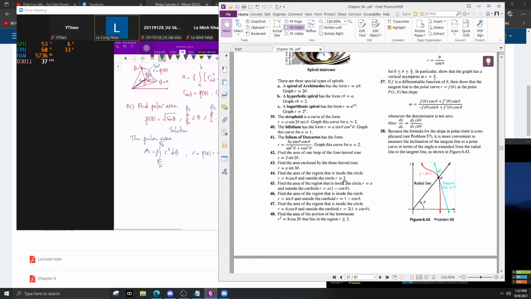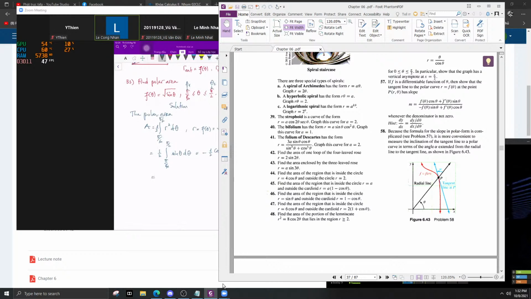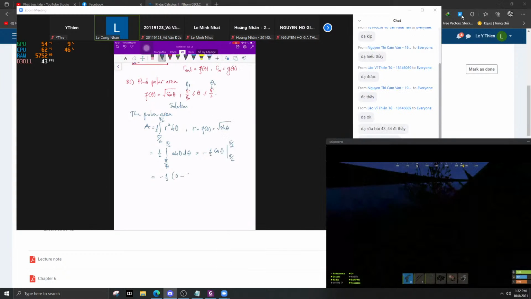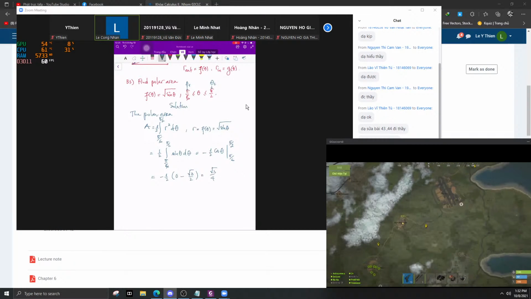Okay, so plugging this formula, we get 1/2 integral from pi over 6 to pi over 2 of radius square, that is sine of theta, d of theta. And the integral of sine is minus cosine, so we have 1/2 cosine theta from pi over 6 to pi over 2. Plugging pi over 2, we get 0. And plugging pi over 6, we get minus 1/2 times 0 minus square root of 3 over 2. And therefore, we have square root of 3 over 4. Okay?